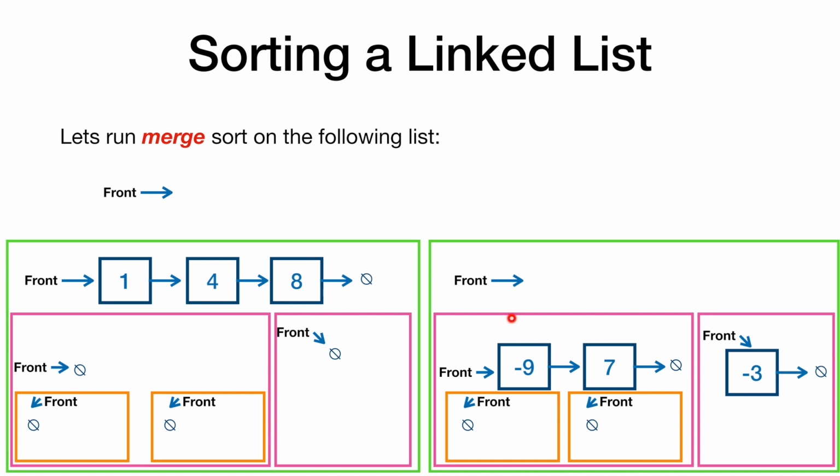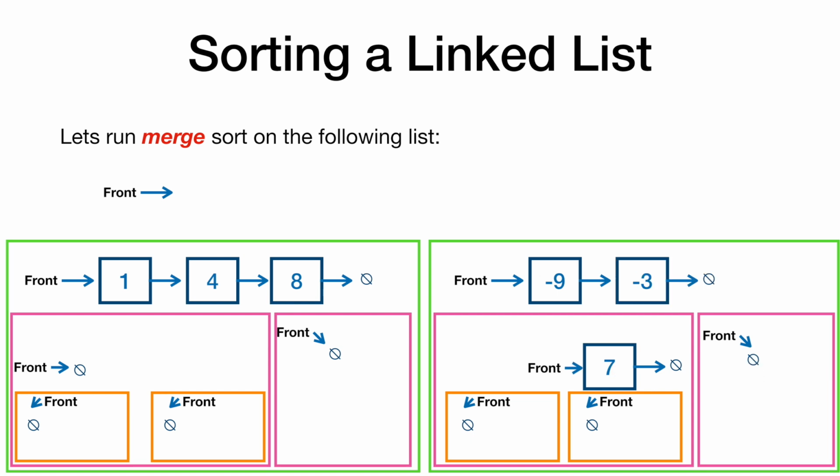When we look at recreating this list over here, we need to decide, does -9 or -3 go first? Well, it's going to be -9. Now this front pointer in this child comes over here and it points to 7. This front pointer points to -3. So which comes next? Is it 7 or -3? Well, it's going to be -3. And now again, this list is empty, so we just move 7 over.